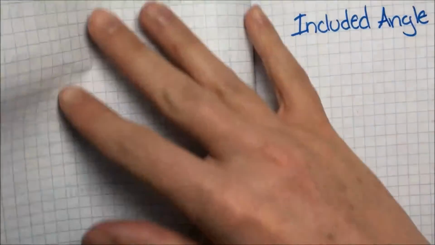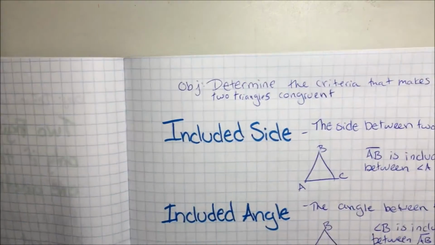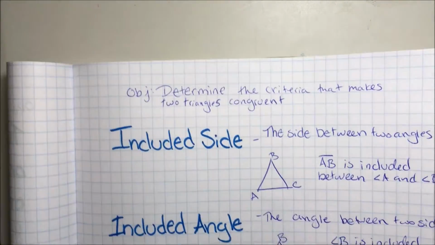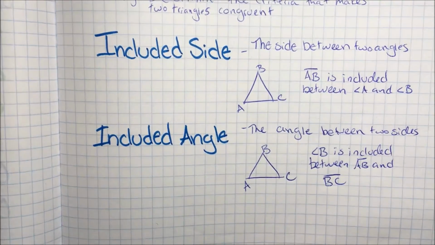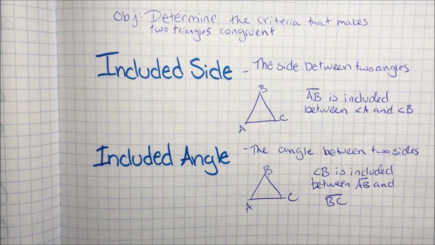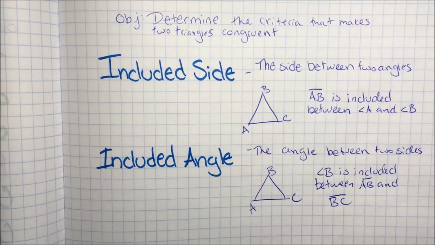And then we turned the page, and we had a new objective. It said, determine the criteria that makes two triangles congruent. So we started talking about included sides and included angles. Pretty much, an included side is just the side between two angles, and the included angle is just the angle in between two sides. So that's where we left off.